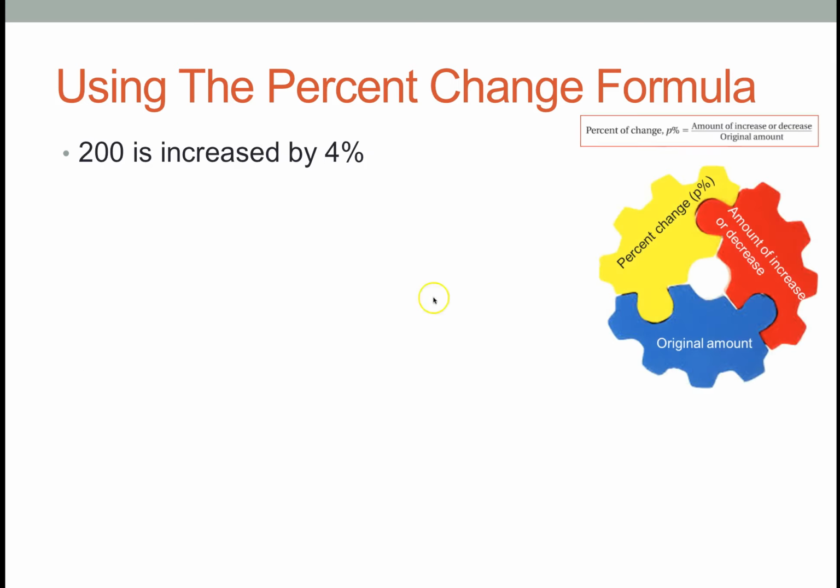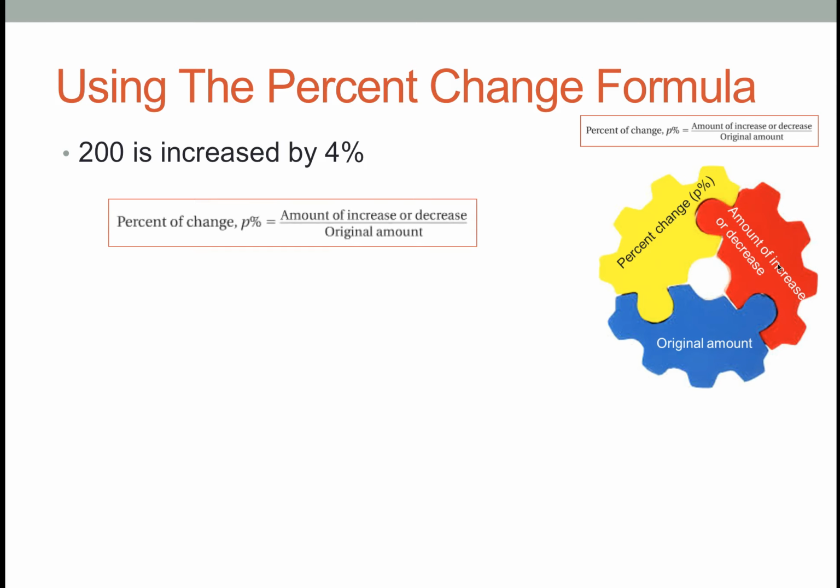So we have, let's see, the question is 200 is increased by 4%. So let's see which two we have. Well, 200, that's the original amount, and it's increased by 4%. That's the percent change. So we need to figure out the amount of increase or decrease. So I just circled the two here that we have, and we'll figure out the amount of increase or decrease by putting the numbers we have into the formula. So the percent change is 4%, and that's going to equal some amount, we'll call that x, over the original amount, which is 200. Now we need to solve for x.